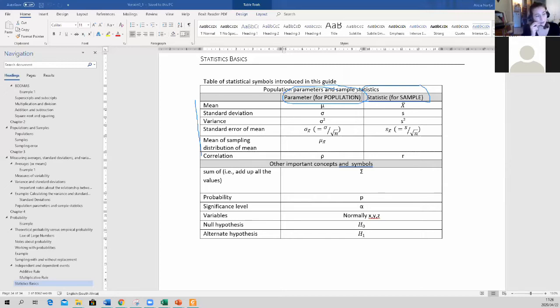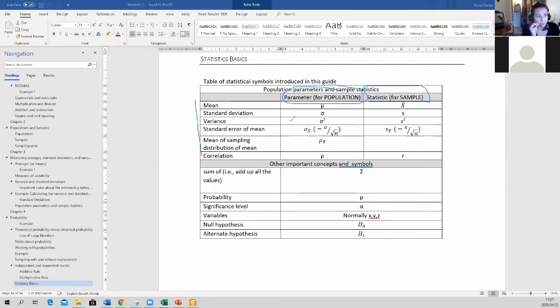So you'll see that the big difference between the two is that for populations, the symbols are almost always represented by Greek letters. So that's your big clue. If you see Greek letters, we're talking about a population. If you see the Latin Roman letters, which are the ones that we use in our languages, then that is going to refer to a sample statistic. It's not always like that, but it's almost always like that. So that's your first big one.